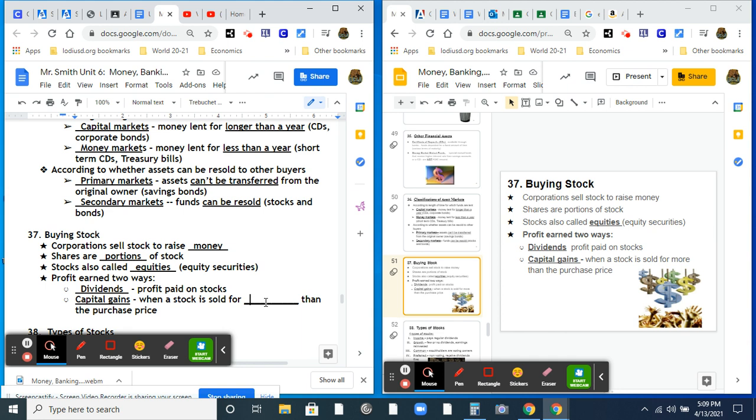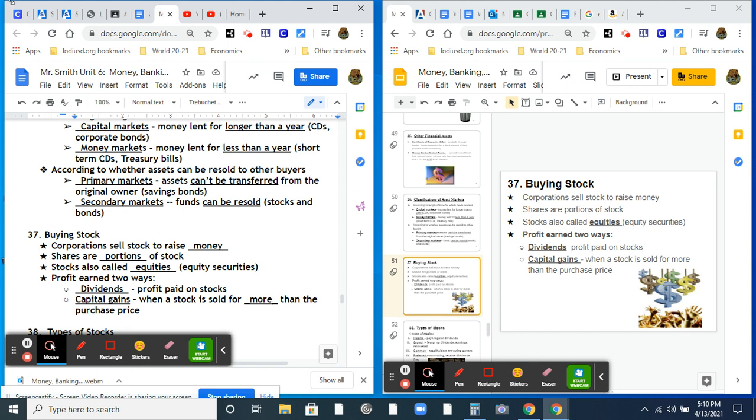Capital gains. When a stock is sold for more than the purchase price, you don't get capital gains when you lose money, only when you gain money. So let's say you bought Amazon early and you got it for $10 a share, and now it's worth $1,000 a share. You bought 10 shares, boom, you just made $10,000 on your $100 investment. So you made $9,900. Woohoo!